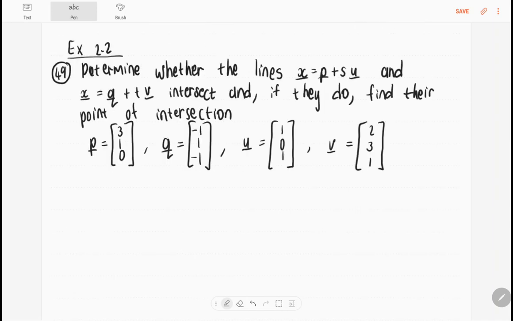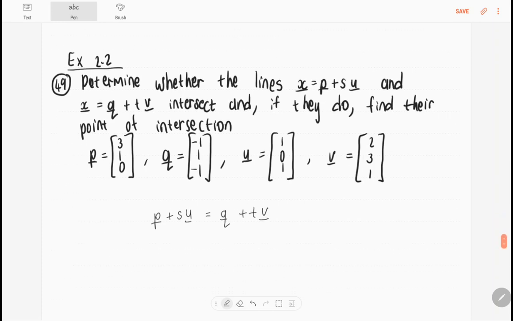The final problem is under section 2.2 and it's number 49, and it says determine whether the lines x equals p plus su and x equals q plus tv intersect, and if they do, find their point of intersection. For two lines to intersect, we have to set their right hand sides equal to each other. So we have to have p plus su equals q plus tv.